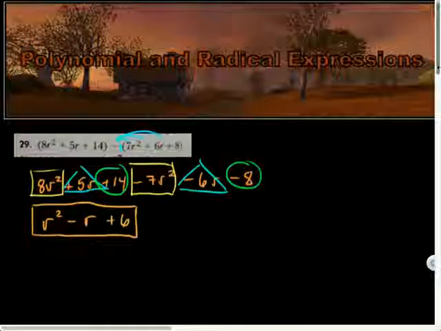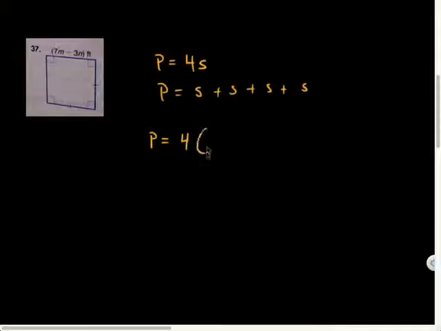So let's take a look at this next problem. The directions for this problem said find the perimeter. You might remember that the perimeter of a square is 4 times the side length. You also maybe would have done it as s plus s plus s plus s. Maybe you did it that way, I don't know. But whichever way you did it, they gave us 1 side length. Apparently those are measured in feet. So the perimeter is equal to 4 times 7m minus 3n.